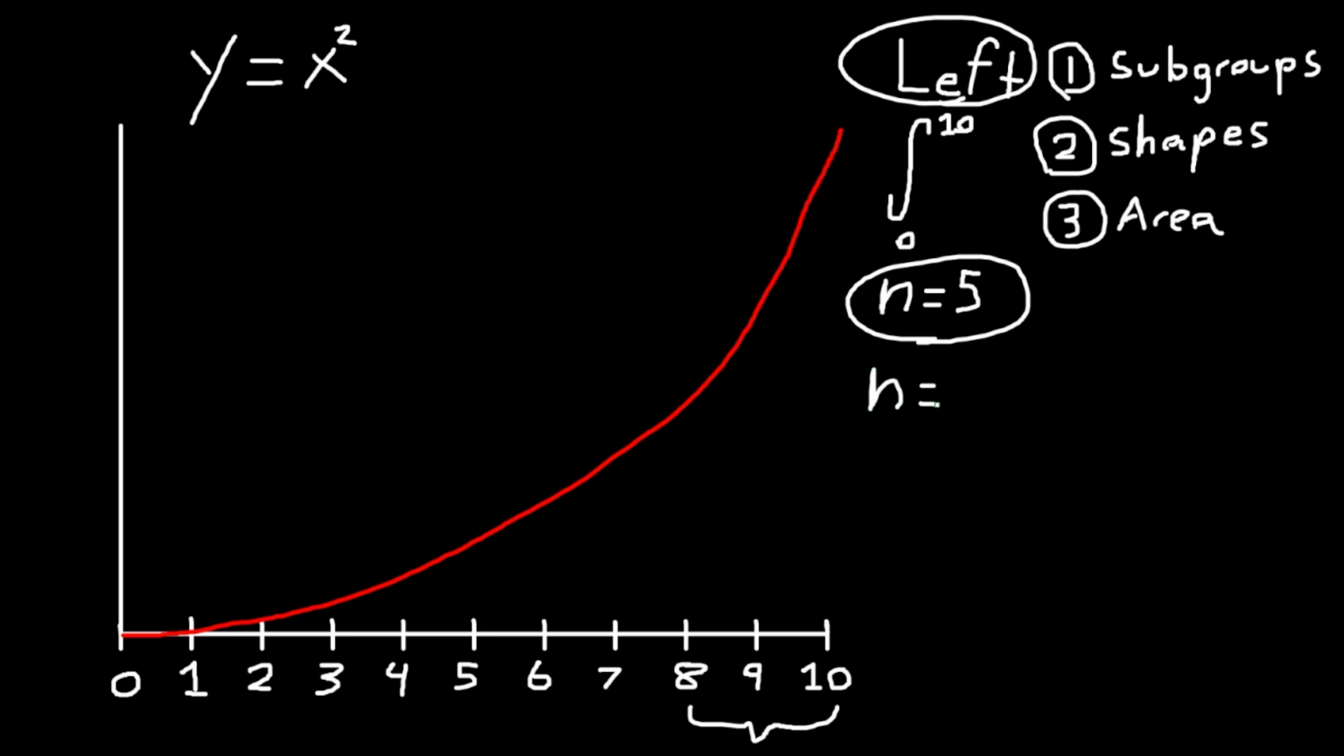So if n equals 10, that's going to give us a much more accurate answer than when n equals 5. So if n were 10, we would divide 0 through 10 into 10 different subgroups, so each subgroup would just have 1, and we would do the same thing we did before, but we would just have a lot more rectangles to account for.